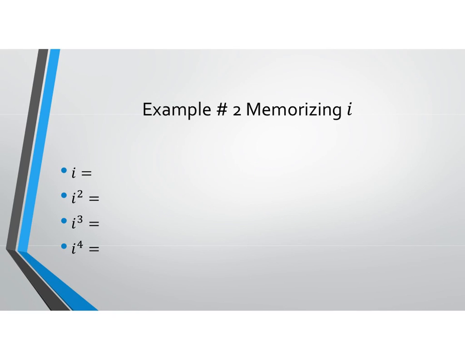Example 2, memorize. I do mean memorize the first 4 values of i. In your graphic organizer, we already wrote that i is the square root of -1. Now, i squared would mean that I had the square root of -1 squared. Well, the square and the square root cancel each other out, meaning i squared equals -1. We like this because it brings us back to a rational number.